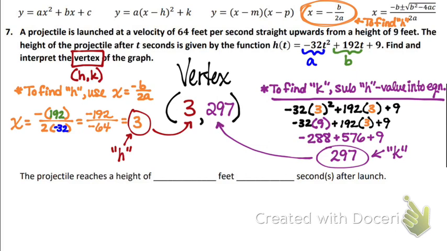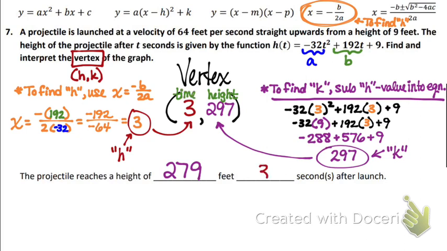Then we're supposed to interpret this in context. It says the projectile reaches a height of blank feet, blank seconds after launch. Which one of those two numbers do you think is the height of the rocket? 297. 297 is our height. So 3 must be what? Yes, 3 seconds. That is our time.